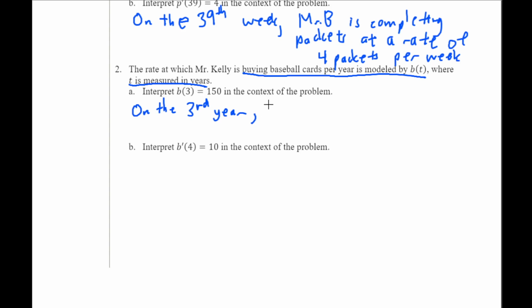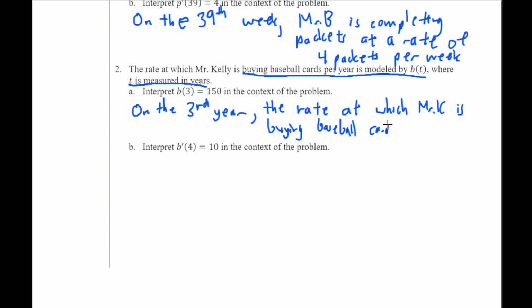The rate at which Mr. K is buying baseball cards per year. The rate at which Mr. K is buying baseball cards per year is 150. It's buying 150 baseball cards per year.